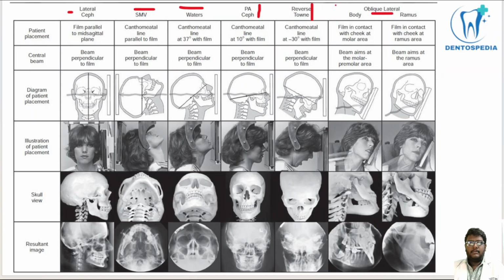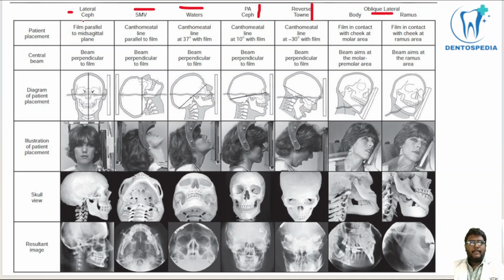And among these techniques, we place the patient's head onto the film and then we expose the point of interest, okay, and these techniques differ in head positioning, okay, and also the area of interest.